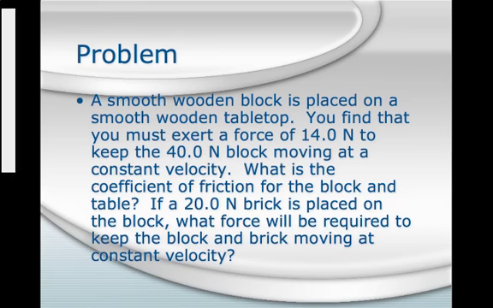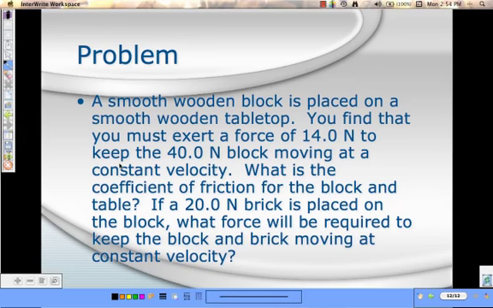Let's try a problem. A smooth wooden block is placed on a smooth wooden tabletop. You find that you must exert a force of 14 newtons to keep the 40 Newton block moving at a constant velocity. Since we're going at a constant velocity, what is our acceleration? Constant velocity. What's our acceleration? 0. It's not changing speeds. It's not accelerating. It's not decelerating. Okay. What is the coefficient of friction for the block and table?